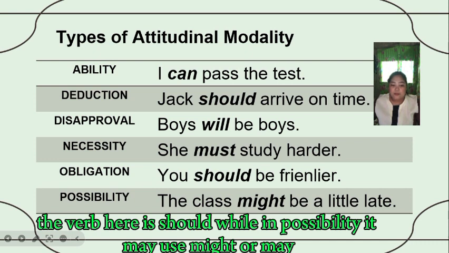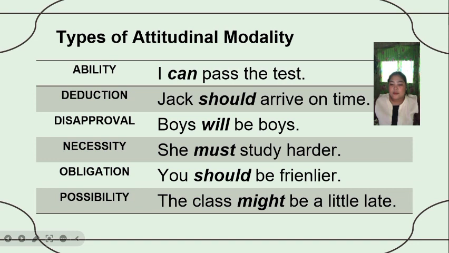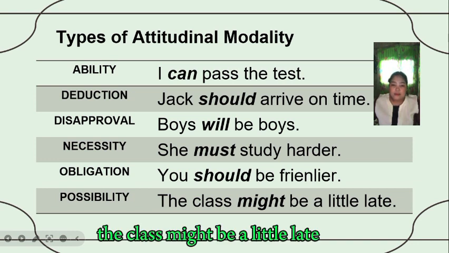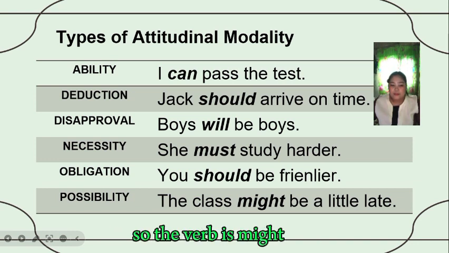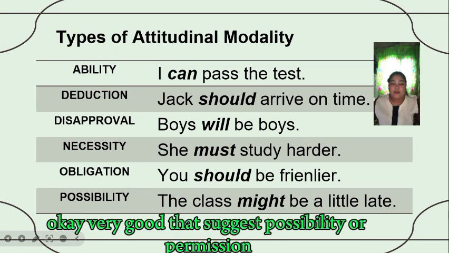While in possibility, it may use might or may. The class might be a little late. So the verb is might. Okay, very good. That suggests possibility or permission.